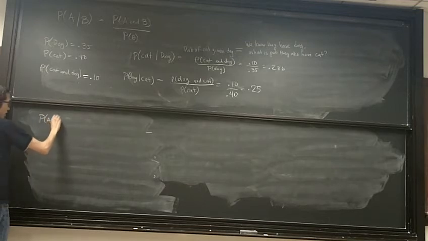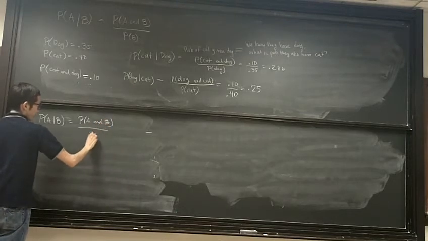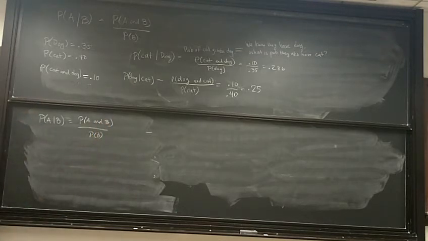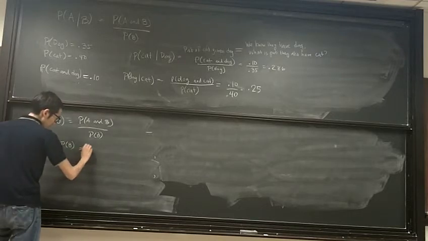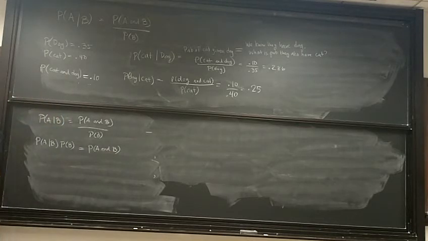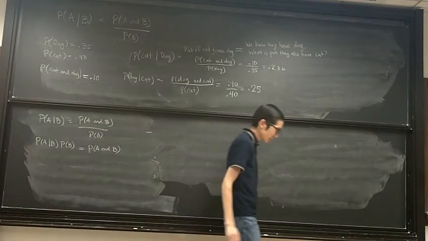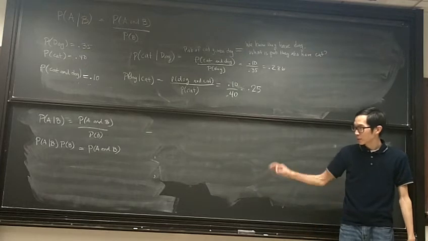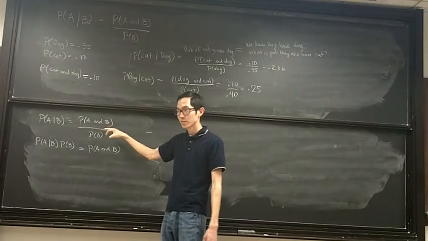Probability of A given B is equal to the probability of A and B divided by the probability of B. What if I multiply both sides by the probability of B? What am I going to get? It might not seem like much, or it might seem like too much. But all I did was multiply both sides by probability of B. So it's just simple algebra.